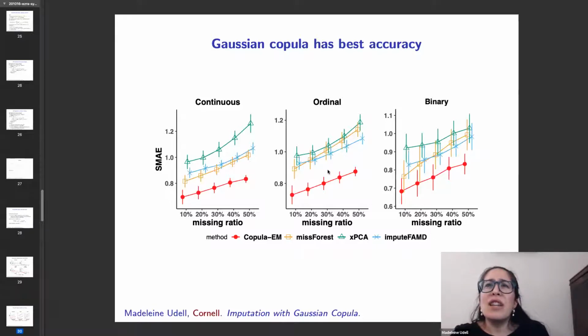I guess it's also interesting to see that for high enough missing ratios, many of these methods do worse than median imputation.